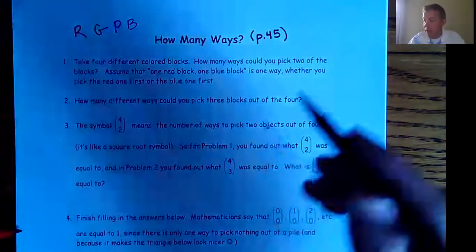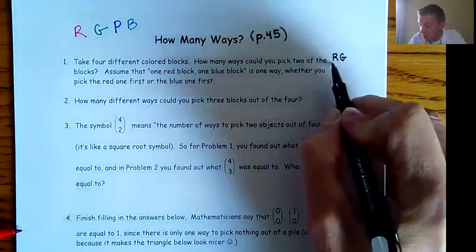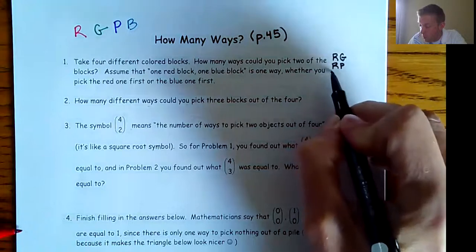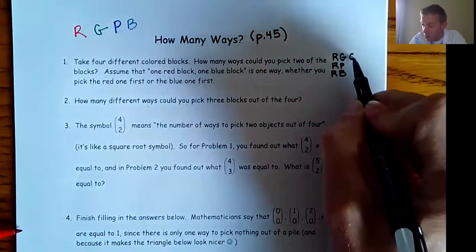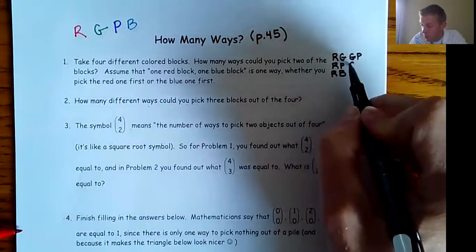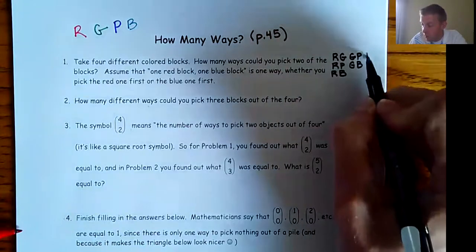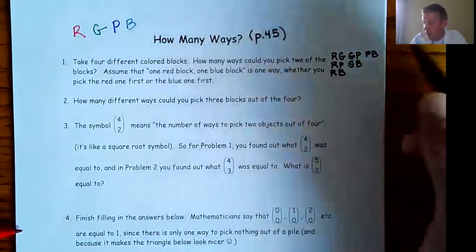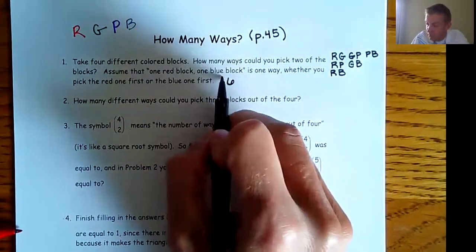So I could pick red with green, red with purple, red with blue, just like I was doing earlier. I could do green with purple, green with blue, or I could do purple with blue. 1, 2, 3, 4, 5, 6.